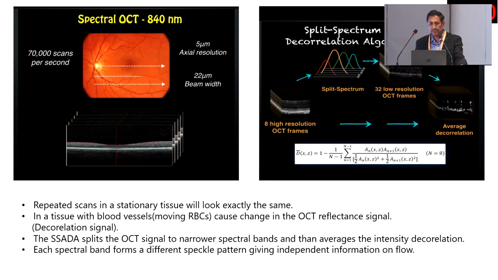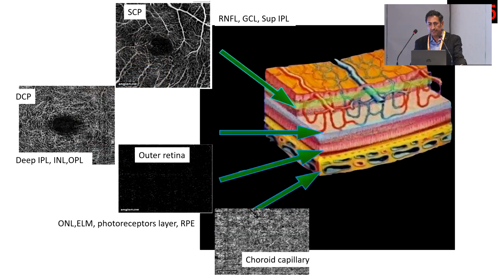And the high resolution images that we get are split into low resolution images, and then an average decorrelation is done. This is done by an algorithm that is known as split spectrum amplitude decorrelation algorithm. So this is how it looks. You can see there's the SCP, superficial capillary plexus, and the deep capillary plexus. Outer retina usually does not have any blood vessels, and this is the choroid capillary. So this is how the OCTA will give the segmented vasculature.